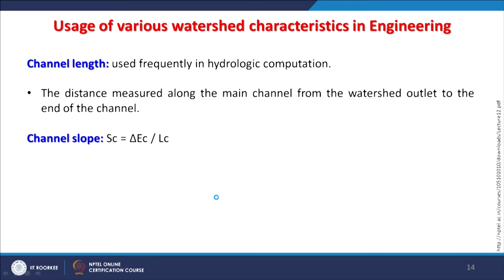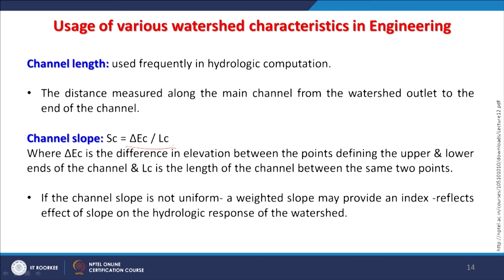Channel slope is also very important, which can be calculated like this. And if a channel slope is not uniform, and generally in nature it is not, there might be rapids, there might be a flat part and so on, so a weighted slope may be provided as an index. That is why channel slope is very important, for the effect of slope on the hydrologic response of the watershed. Each parameter will play its own important role.